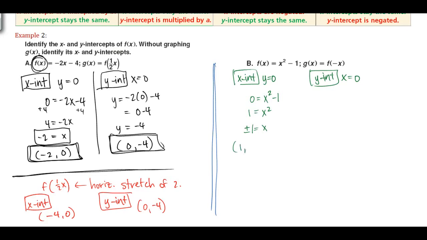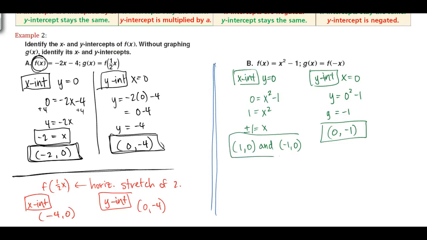So we have an x-intercept at 1, 0. And we have an x-intercept at negative 1, 0. So those are our x-intercepts. Now our y-intercept. Piece of cake, make x is 0, so y would equal 0 squared minus 1. I think we all say that is y equals negative 1. And to write that as points, we would say 0, negative 1 is our y-intercept. So there's our y, there's our x. Remember, that's on the original. That is for the original graph.